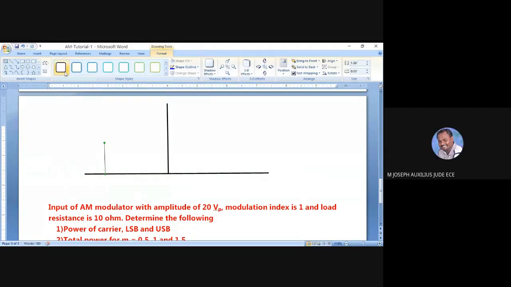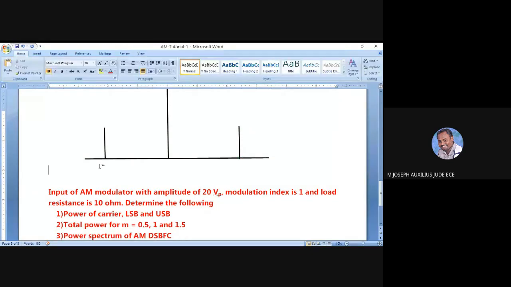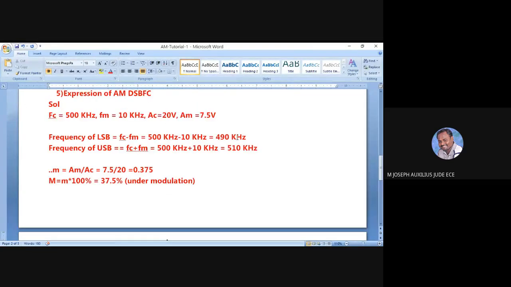You have a lower sideband. You have upper sideband. Am I right? This is how your voltage spectra will look like. So what is the frequency value here? Lower sideband. Yeah, calculator. What is the lower sideband frequency?